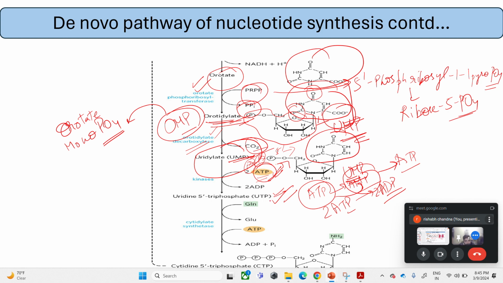Now, when we convert UTP to the CTP or the cytidine 5 prime triphosphate, what happens? The glutamine comes into play, and this particular NH2 group of the cytosine is provided by the glutamine amino acid, and here one molecule of ATP is required to form the cytidine triphosphate. Here the oxo group is converted to an amino group. That is because of the glutamine reaction.